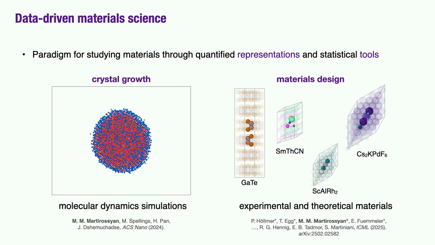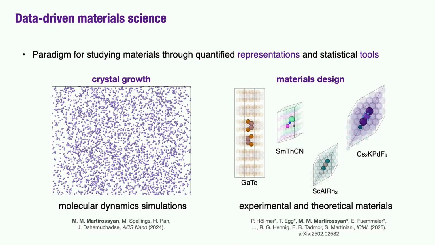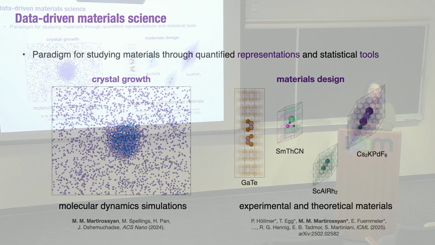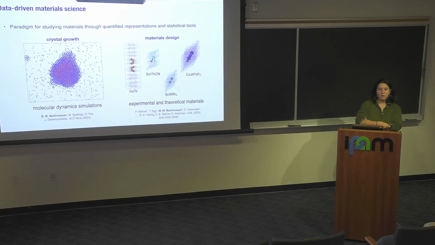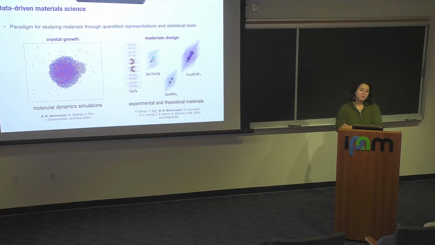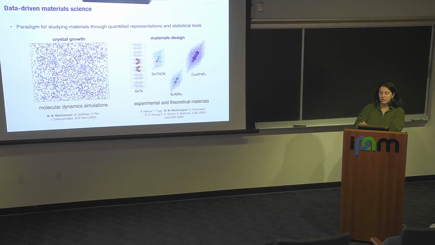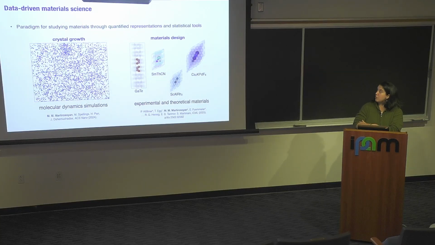But I would say the unifying theme is the idea that we want to study materials from a data-driven paradigm. What that means, in my perspective, is that we first want to think about quantified representations. How can we think about structure and order in materials through learning those representations, and then what are the statistical tools at our disposal so that we can learn more about the systems we want to study, and then perhaps leverage the representations that we learn.